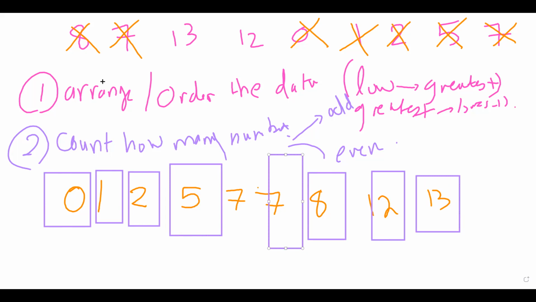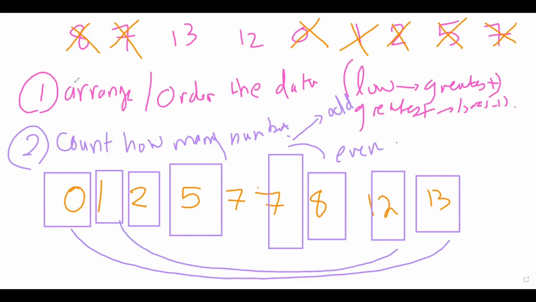As an example, they are playing a game. 0 plays with 13, 1 plays with 12, 2 plays with 8, 5 plays with 7. But there's a number that didn't play with anyone. Alone. It's number 7, which is alone. This 7 comes in the middle of the numbers.